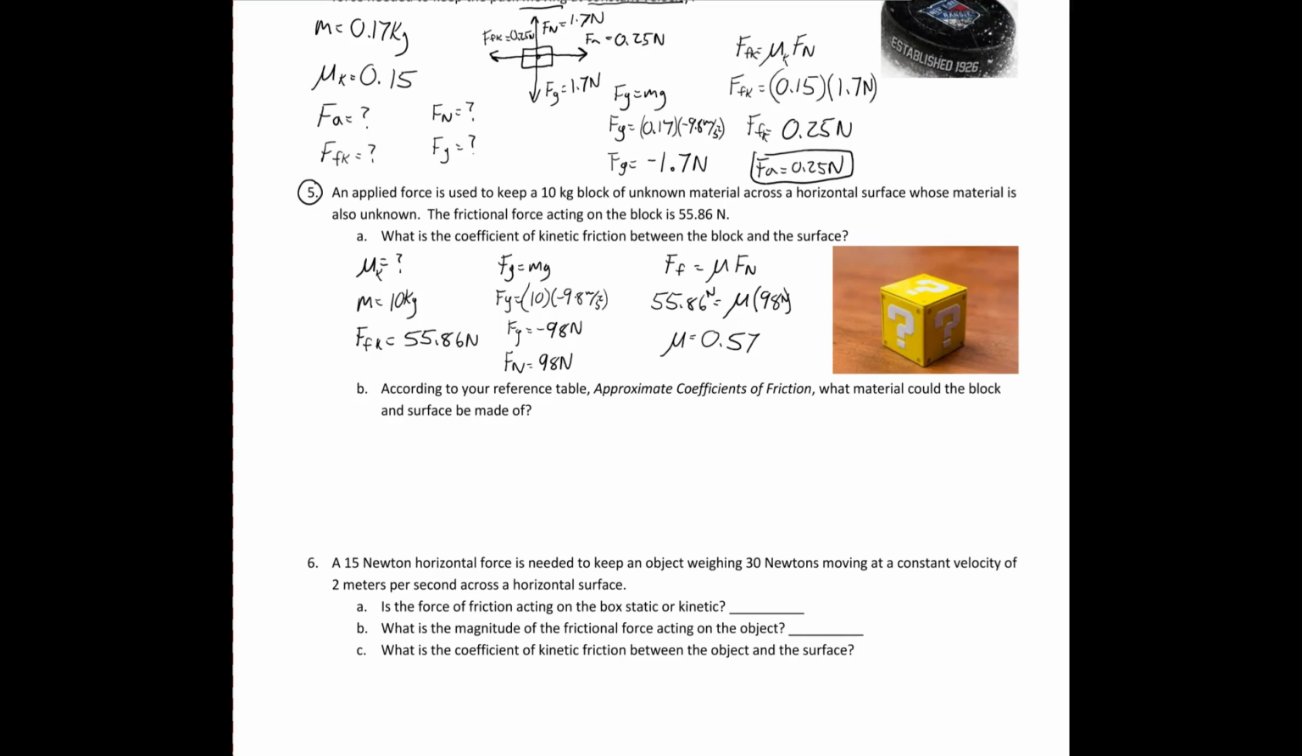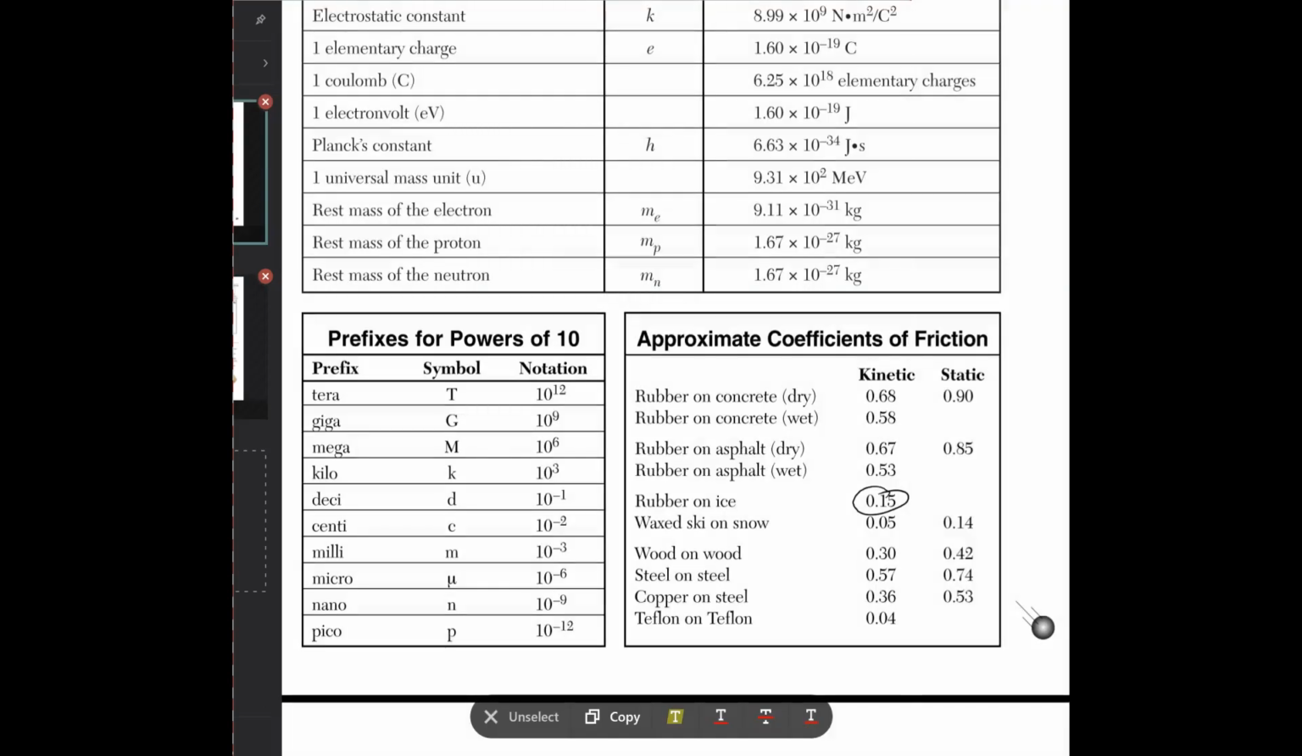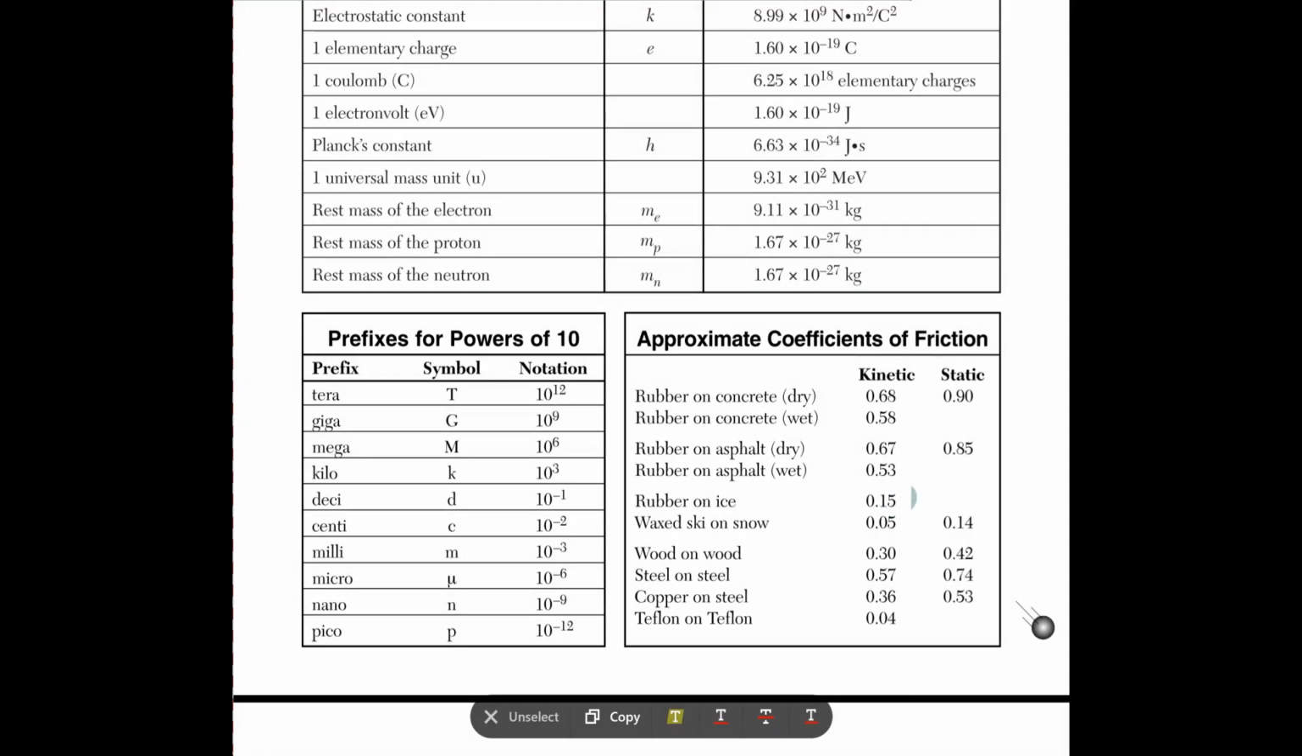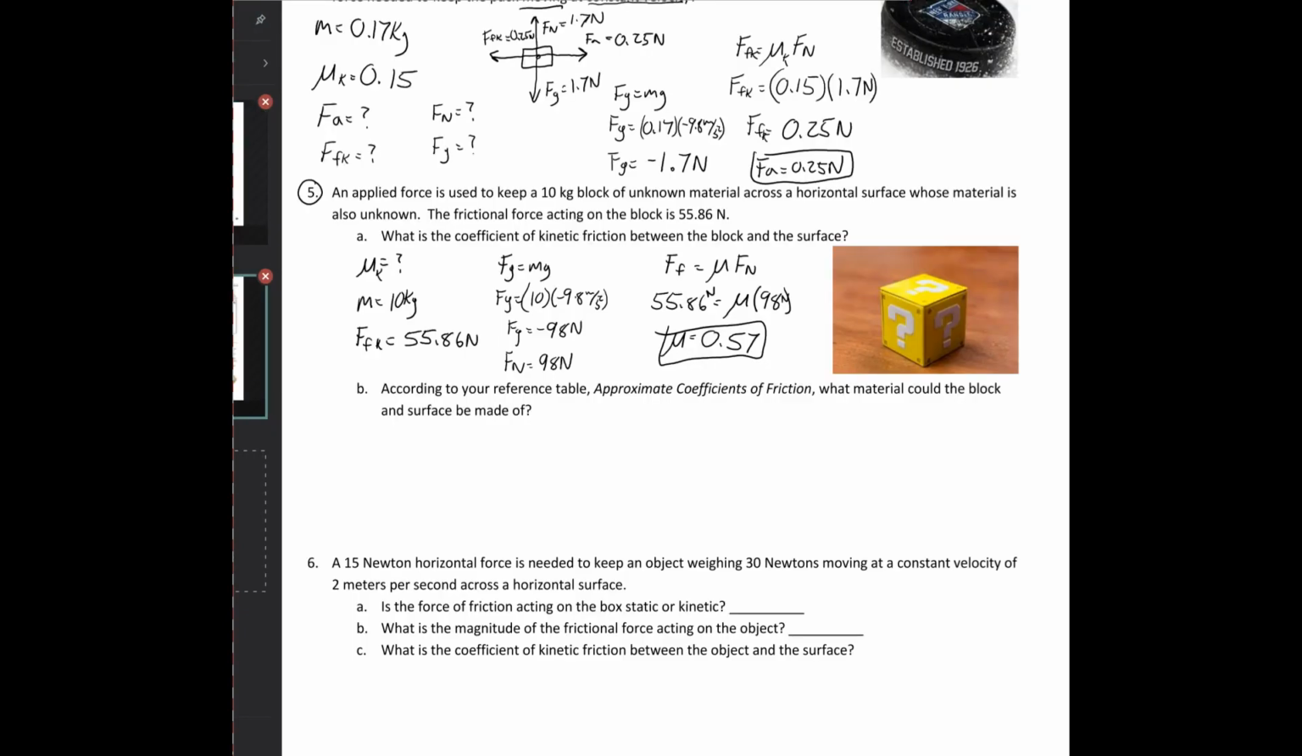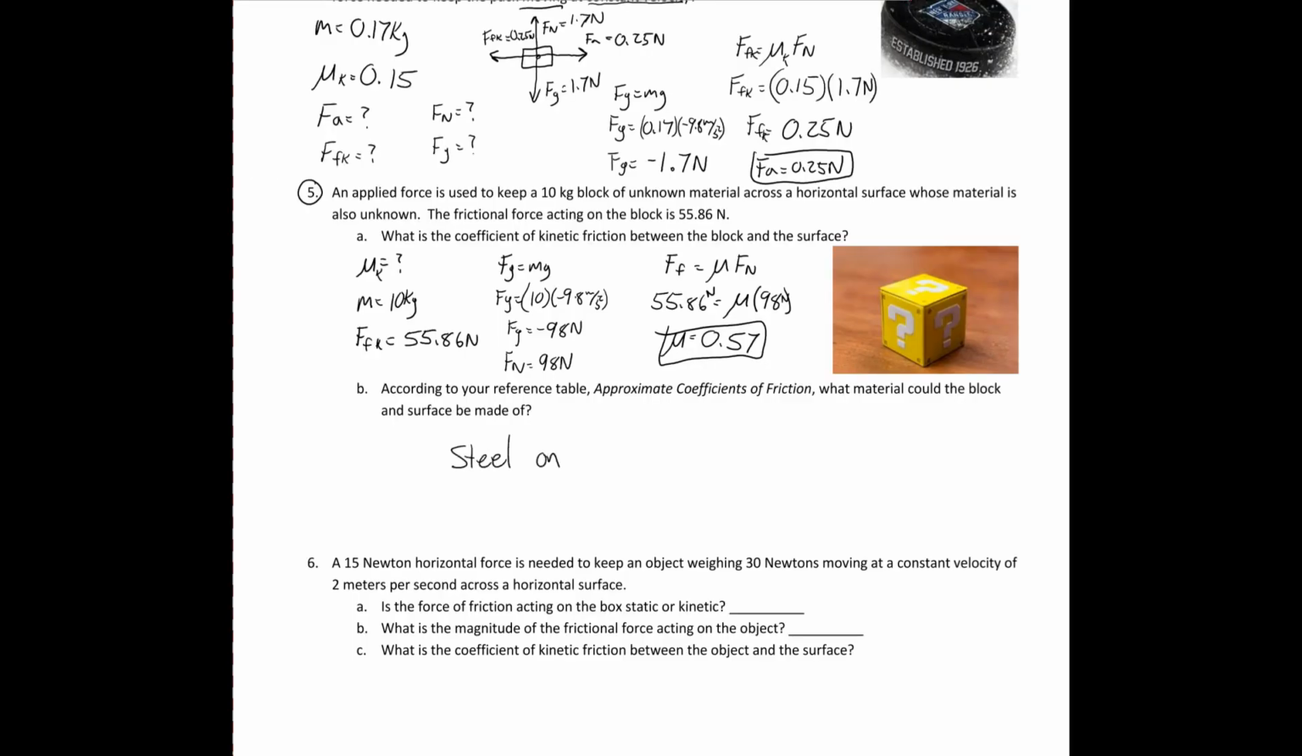Then it says, according to your reference table, what material could the block and surface be made of? So you look in your reference table, we're looking for 0.57. So what's close to 0.57? Let's see. Not that. Oh, wow. This is pretty close, right? So I thought maybe 0.58, wet concrete and rubber. But if it's steel on steel, that's even better, right? So that's the best answer we could say, steel on steel. The coefficient of kinetic friction is 0.57.